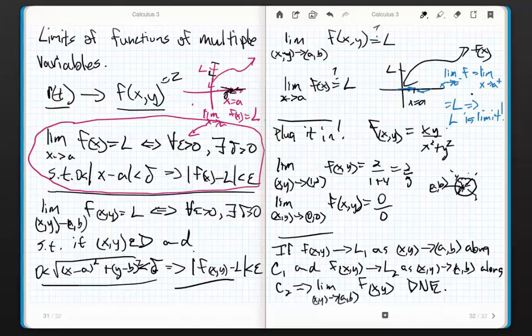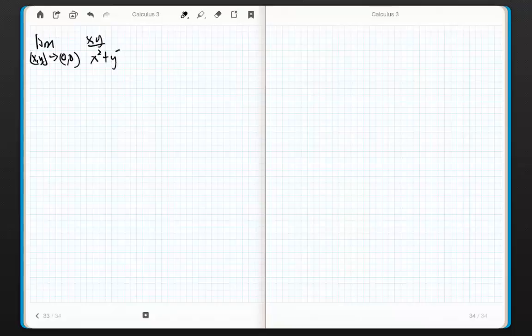Okay, so let's try and do this limit really quickly at 0, 0. We're going to do this guy. So I'll pop over to the other page. Let's see if we can figure this out. Let's take the limit as x, y approaches 0, 0 of xy over x squared plus y squared, I believe. All right, so let's pick a path. Now, we already know what this thing looks like, but let's just pick a path. How about let's let x equal 0.